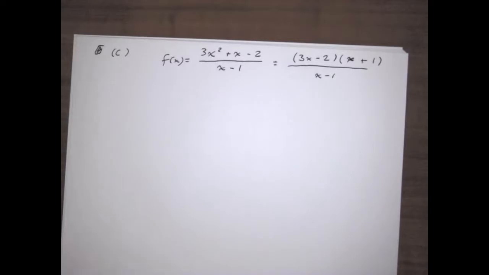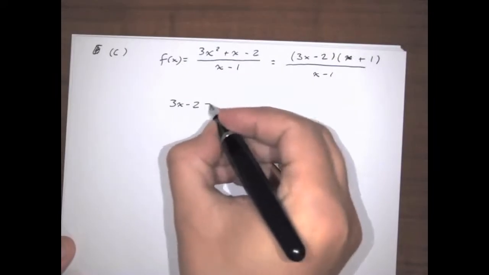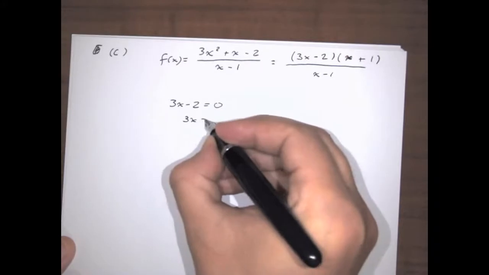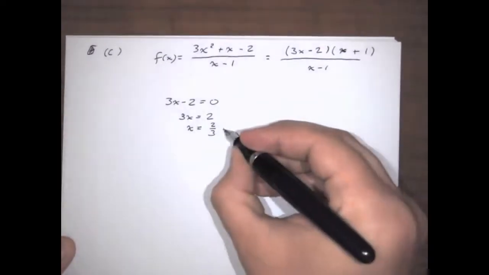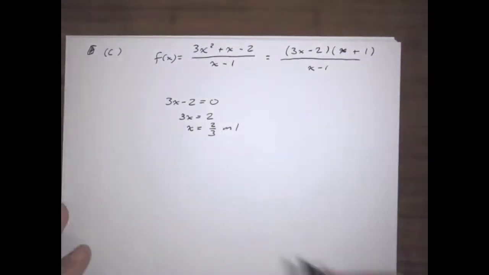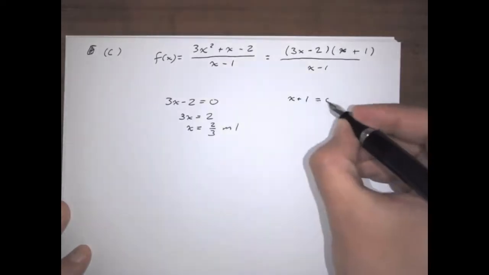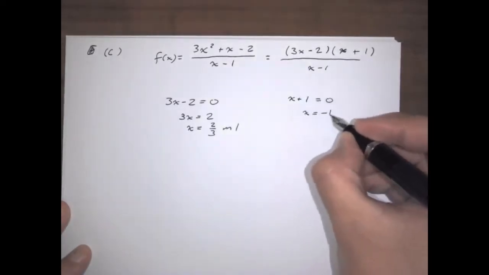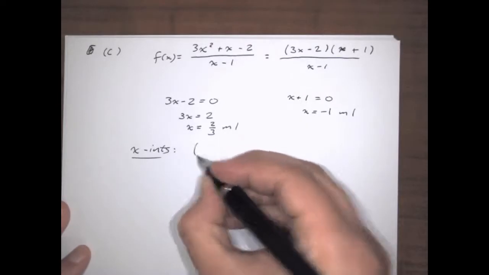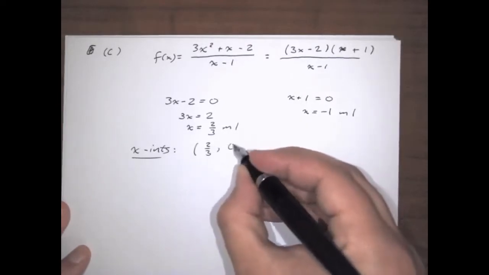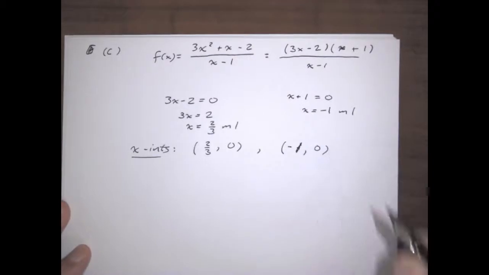And so then what we are going to end up with is, from the top, 3x minus 2 equals 0 means 3x equals 2, which means x equals 2/3, and that has multiplicity 1 because it doesn't have an exponent. So that means there's an x-intercept at that x value. x plus 1 equals 0 means x equals negative 1, also multiplicity 1. So then there are x-intercepts at x values of 2/3, y value 0, and an x value of negative 1, y value 0.